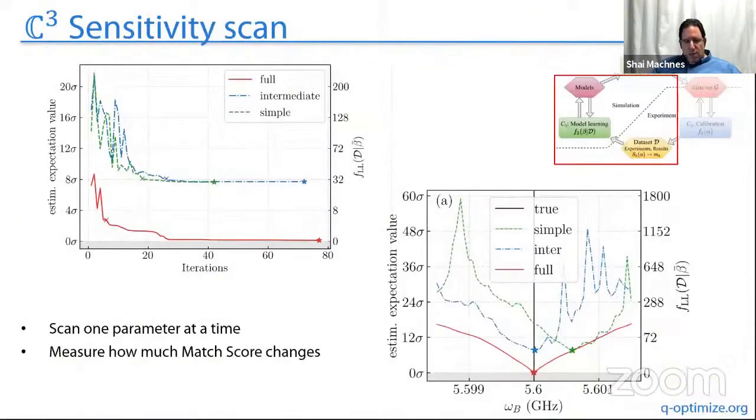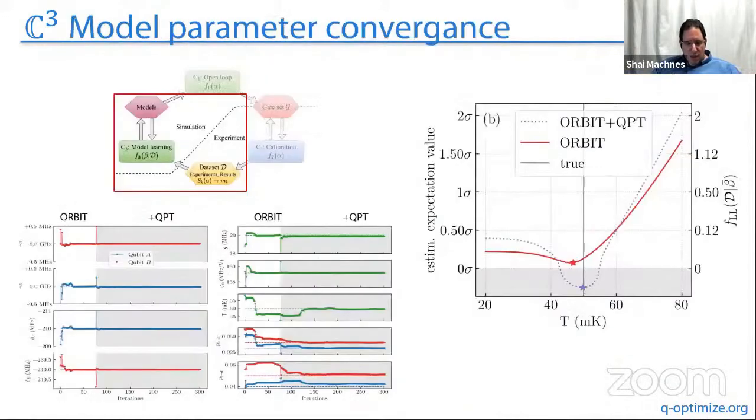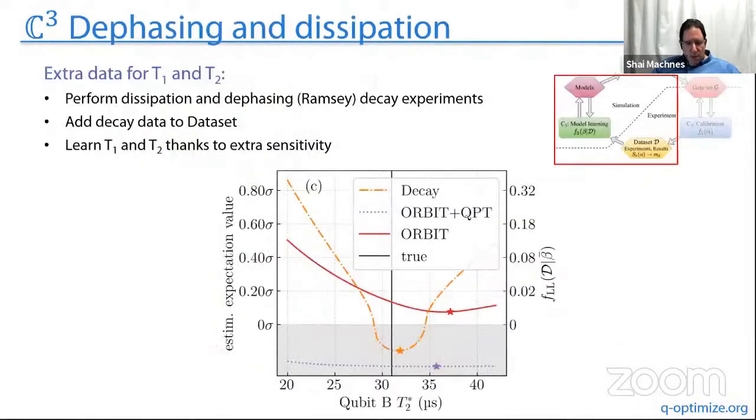Now, another nice thing we can do is a sensitivity scan, meaning we change one of the model parameters, and we see how the match or mismatch between the model and the experiment varies. You can see here that the full model, for example, gets the parameter of the qubit frequency exactly right, but the other models are kind of all over the place and they have very high values.